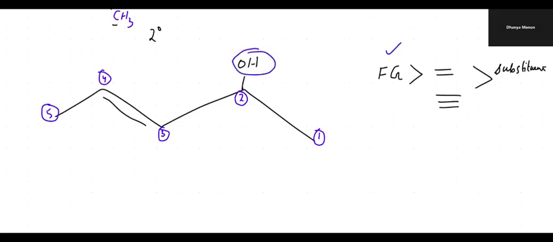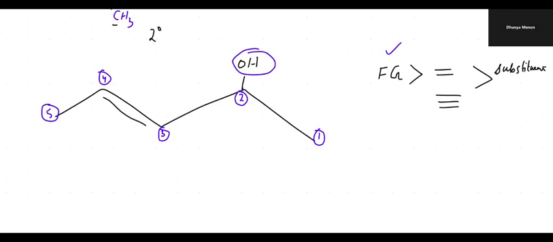Suppose we number it from the other way, 1, 2, 3, 4. So the carbon atom having the functional group is getting the 4th position. So this is wrong. We will not use the red numbering. We will use the blue numbering, because that way the carbon atom having the functional group is getting the lower position.